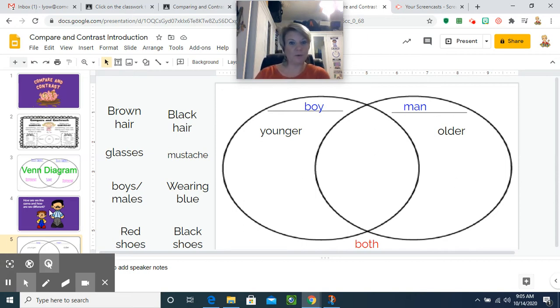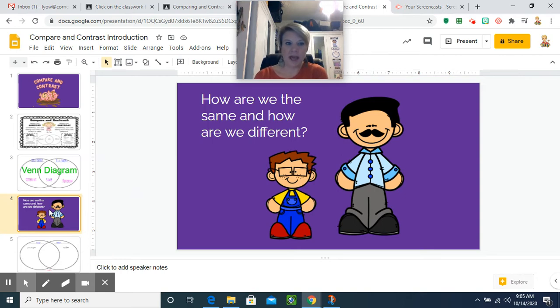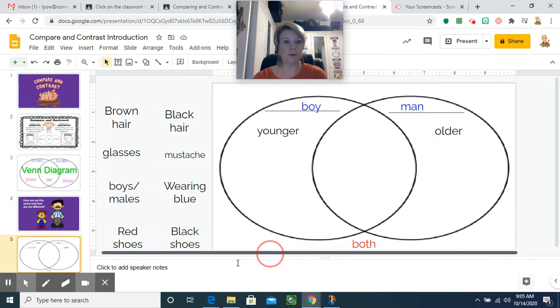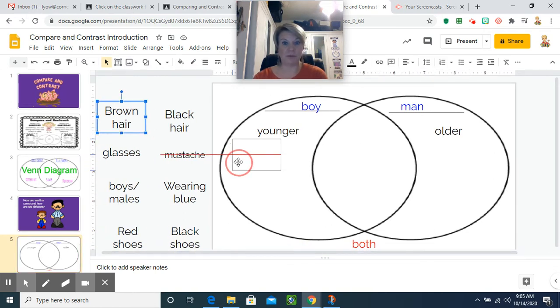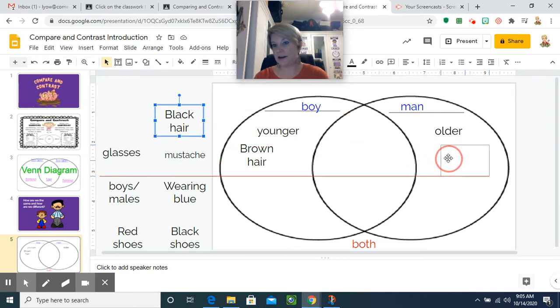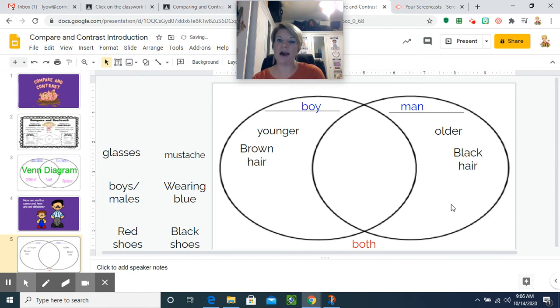All right, let's look back at the boy and the man again. Do you see anything else that's different about them? Check out their hair. This boy has brown hair and the man has black hair. So I think I can probably add that to my Venn diagram also. Remember, we said the boy has brown hair, so I'm going to put that in my circle. I can't put it in the middle because they're not the same. And we said the man has black hair, and since that's different, I'm going to add it to the outer circle for man.